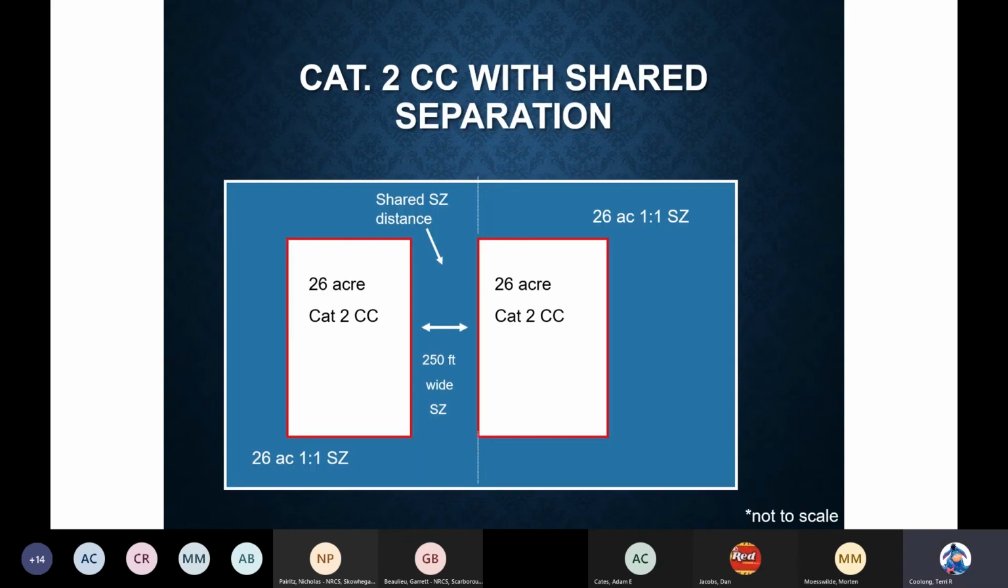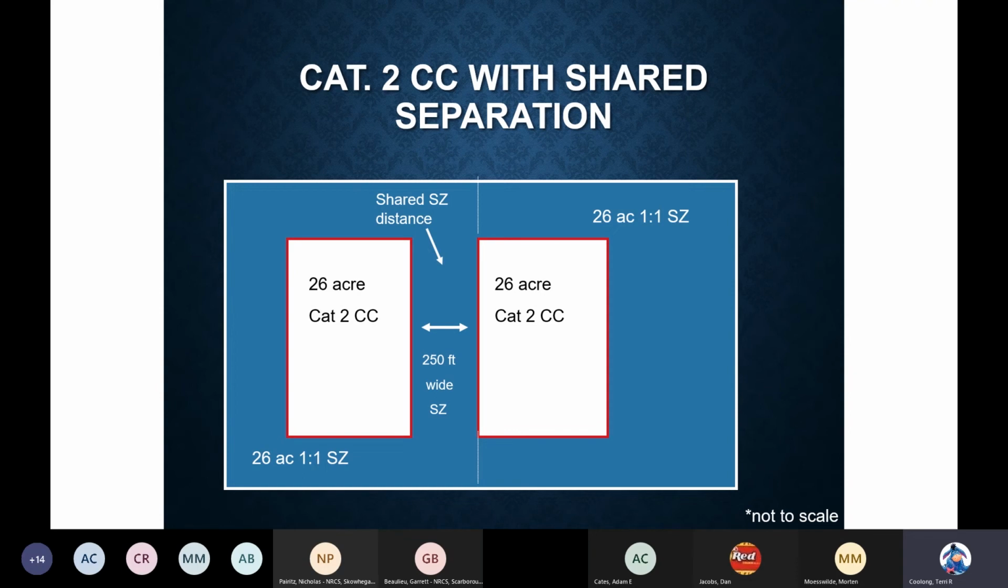One of the things that we're often asked is, can we share separation zone? You can share your separation zone for separation zone width, but you can't use that shared part as the 1-to-1 sep zone area. So here we've got two 26-acre clear cuts, and they each have a 26-acre 1-to-1 separation zone. They're only required to have 250 feet between them. You don't have to double it up and make 500 feet.